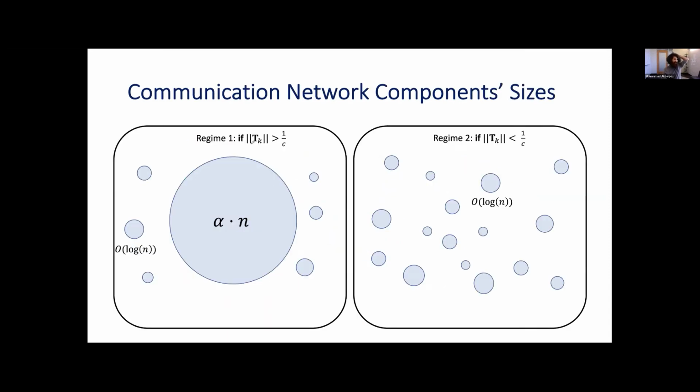If the largest eigenvalue is greater than 1 over C, they prove that you will have a giant connected component in your communication network. A constant fraction of nodes are connected. So if any of them is informed, all of them would be informed. And then all other components are pretty small. And if the largest eigenvalue is less than 1 over C, all components are small. Okay, so you will never have a large component.